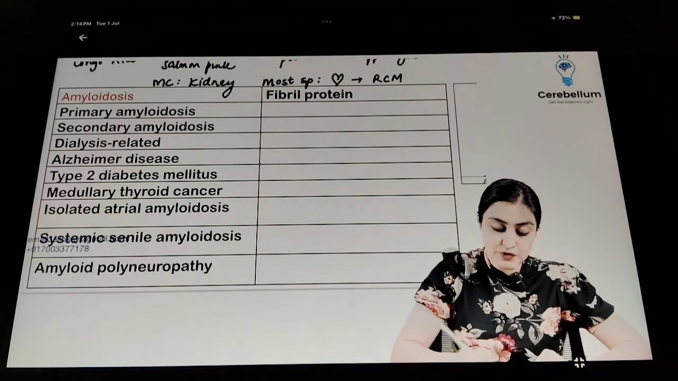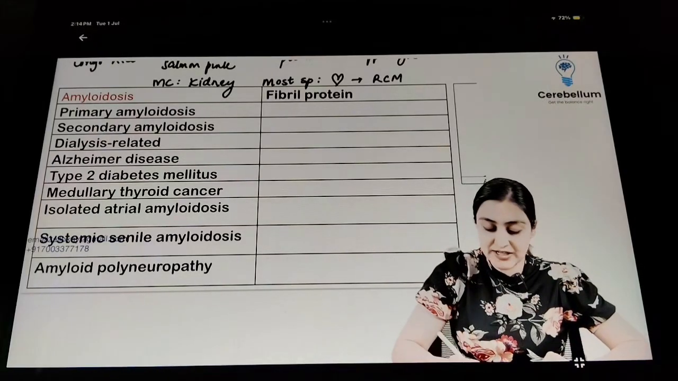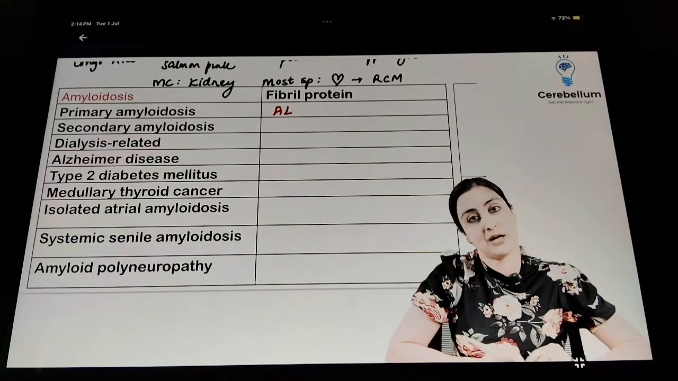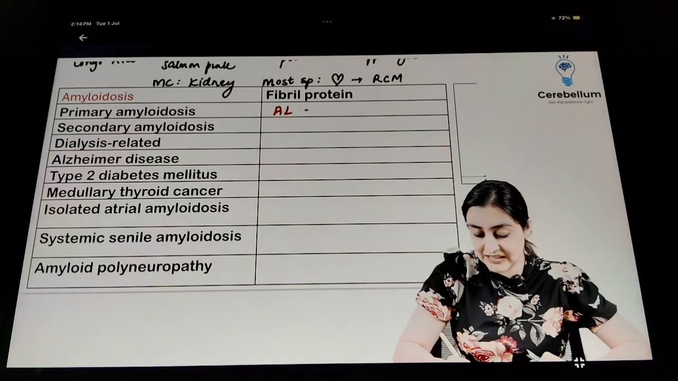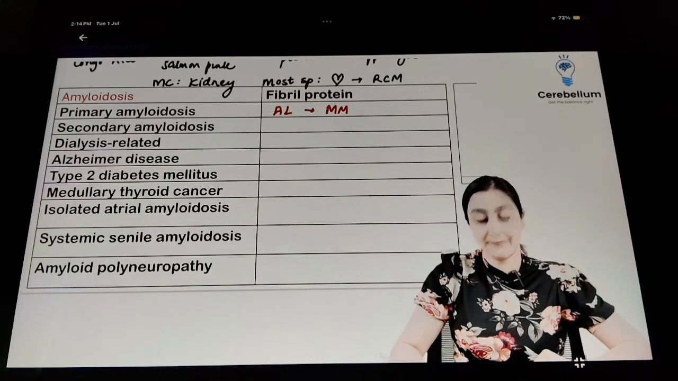Primary amyloidosis happens with multiple myeloma, where the light chains form this amyloid. So this is the AL amyloid deposition, and you also know these light chains come into the urine as Jones proteinuria. So I'm not writing that, just remember it. And this is multiple myeloma.